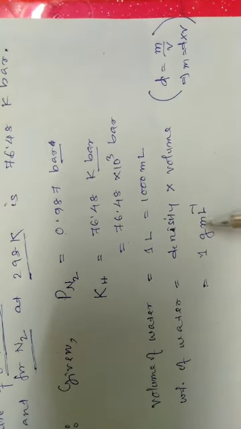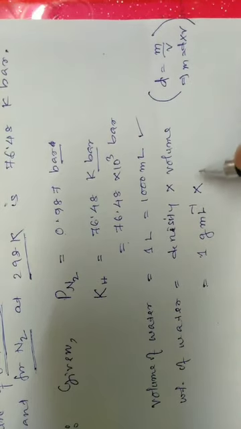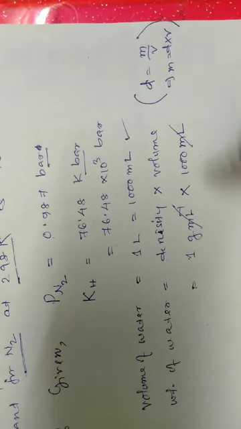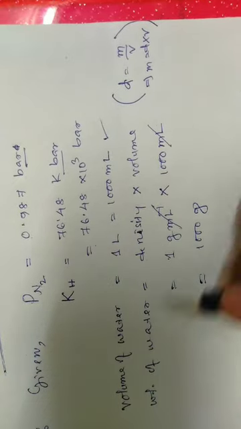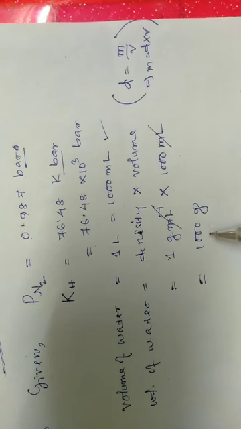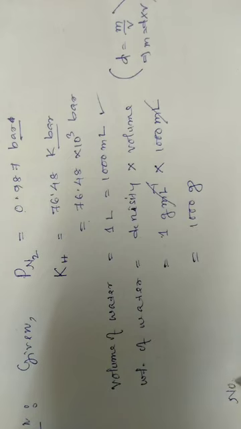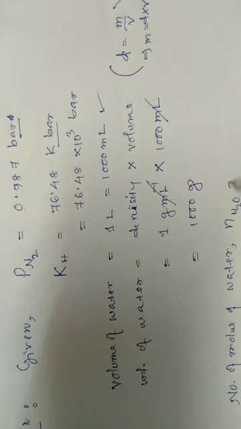Density of water at 298 Kelvin is equal to how much? 1 gram per milliliter. And the volume of water given in the question is how many milliliters? 1000 milliliters. Then milliliter cancels, and it is equal to 1000 gram. So 1000 milliliters of water equals how many grams of water? 1000 gram. So now we have to calculate the number of moles of water. The weight of water is 1000 gram.